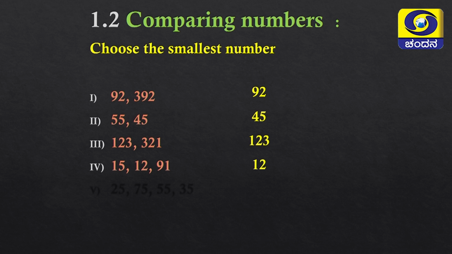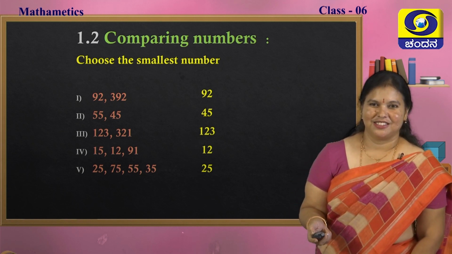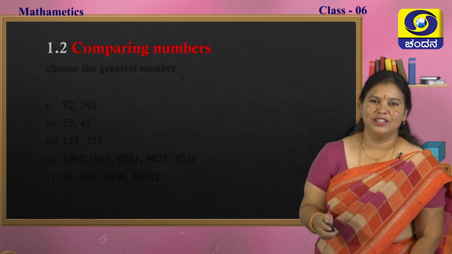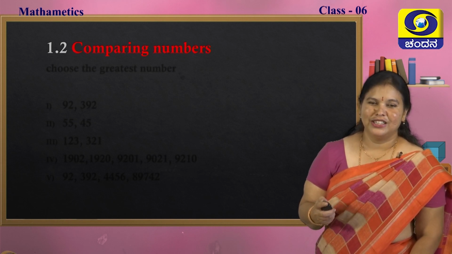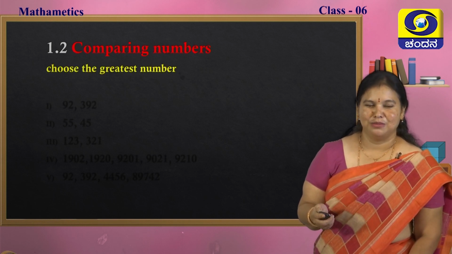Next, we will take up the next example. I have given here four numbers, that is 25, 75, 55 and 35. You have to identify the smallest number among these four numbers. Yes, very good, children. I think you have written it correctly. Yes, it is 25. Very good, students. Let's move on to the next. So, here you have learnt how to compare numbers and how to identify the smallest number. Let us see another set of numbers and choose the greatest number.